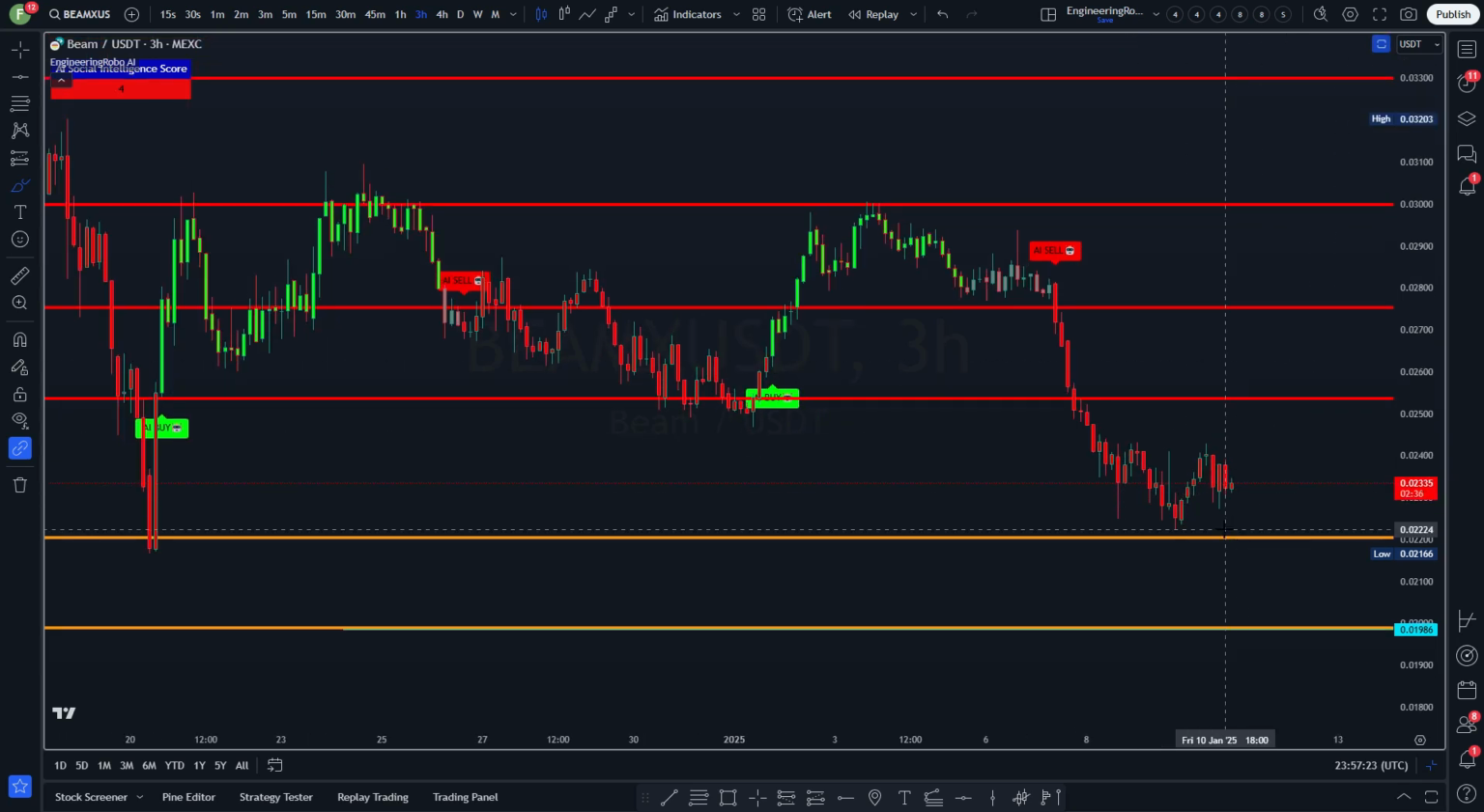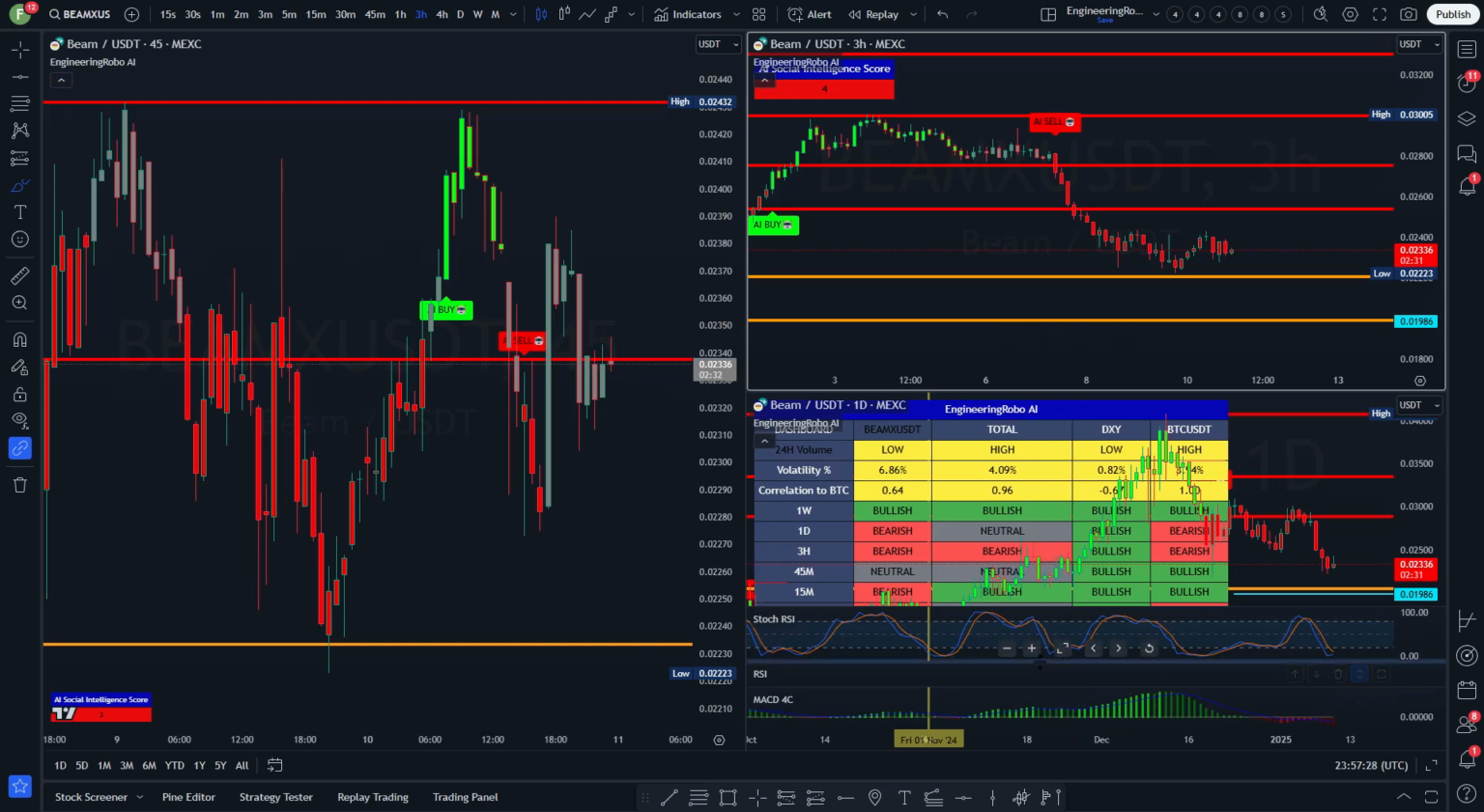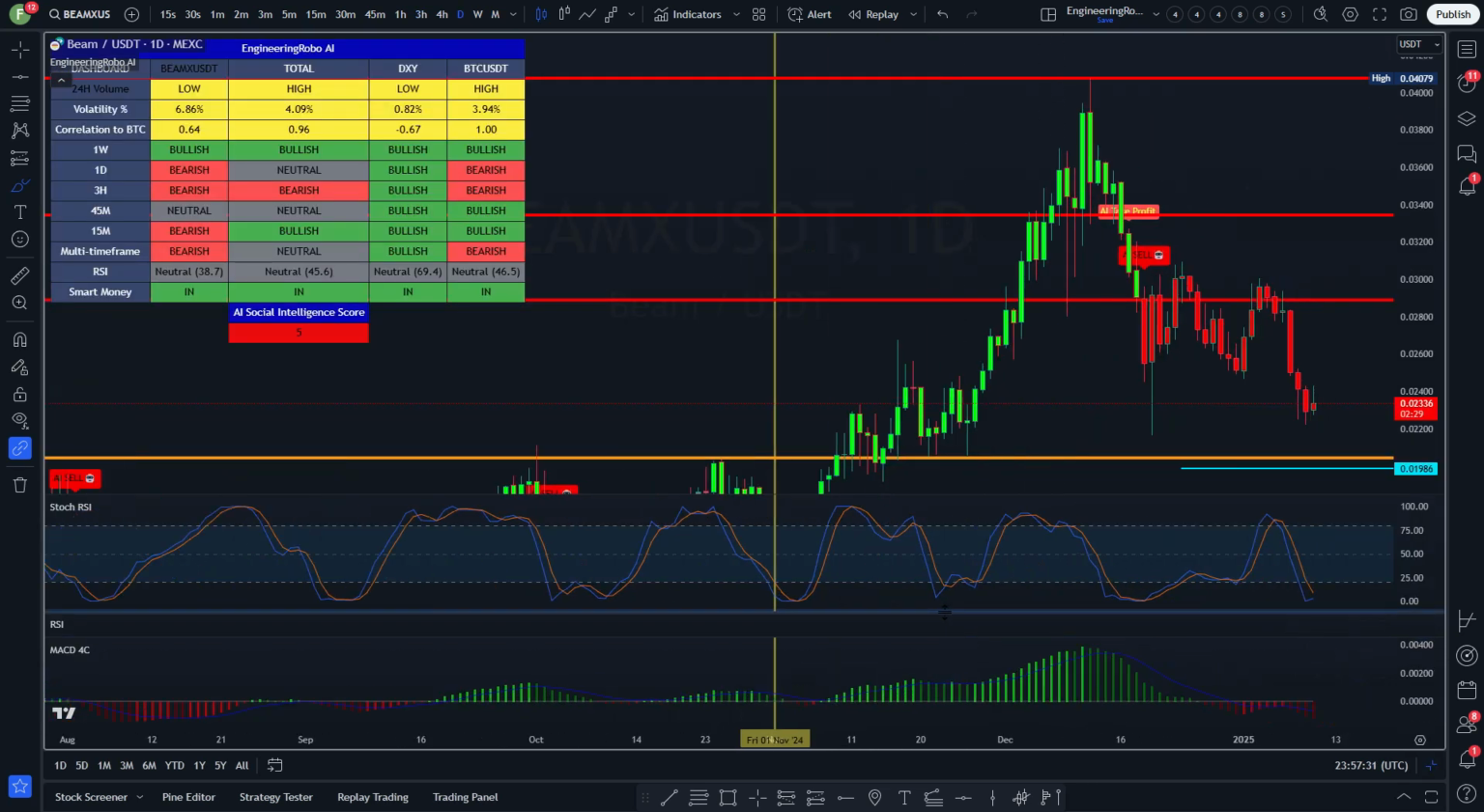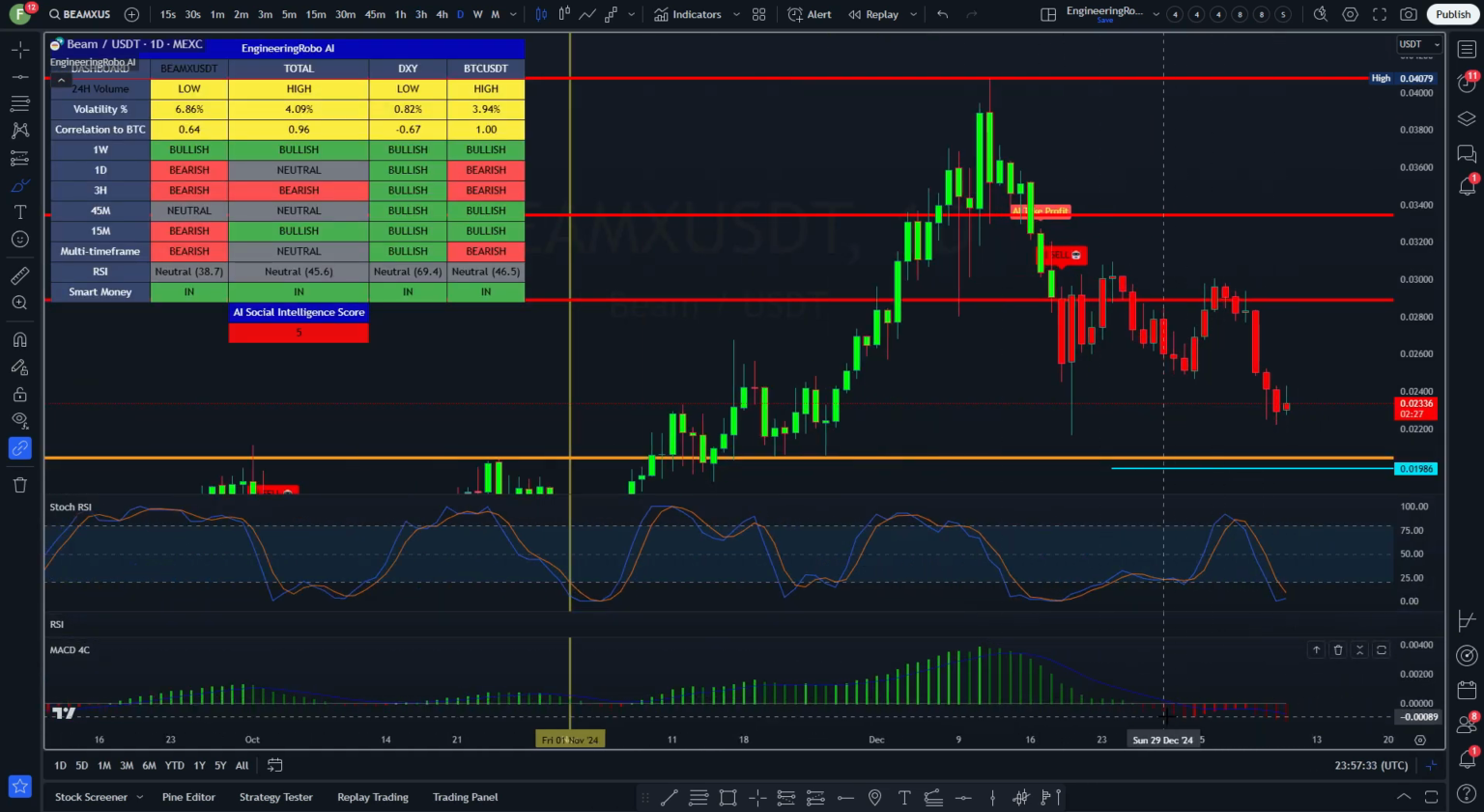I'll try to put out a community post as well, but let's go on to the daily just to kind of orientate and make sure that we're all good on the daily as well. So this to me immediately is getting deeper into the red. I would want to see a bright red bar coming back to the 0 line. That's the first thing that's sticking out to me.